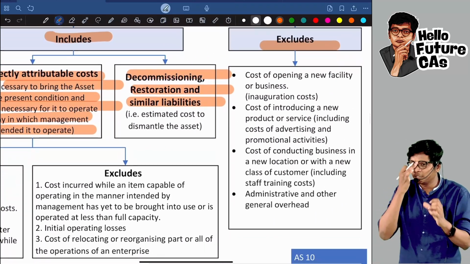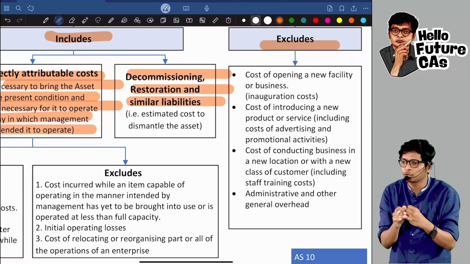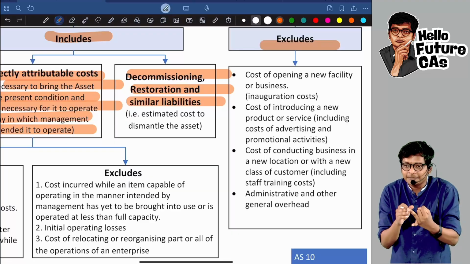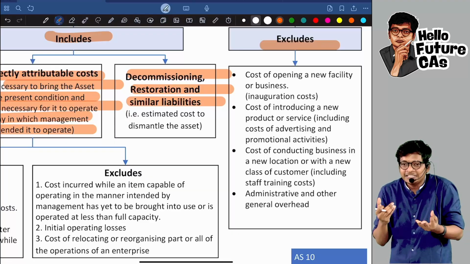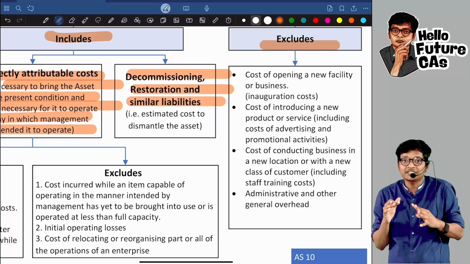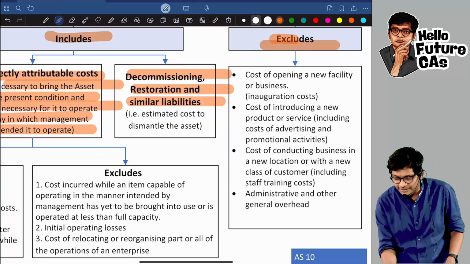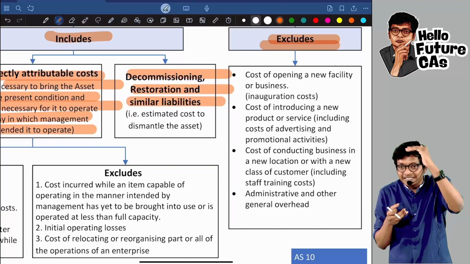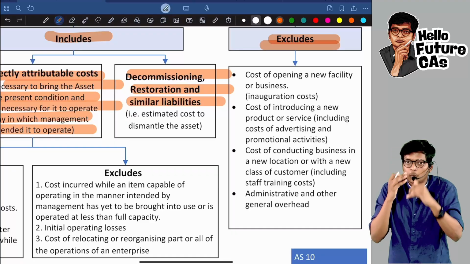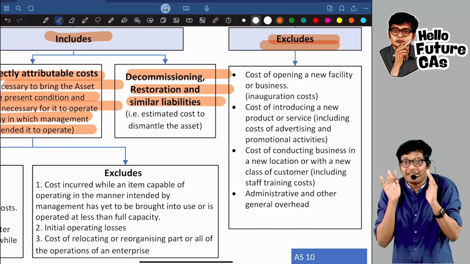Exclusions, I will simply tell you. Can I say marketing cost is included? No. Can I say promotion expense is included? No. Opening new facilities, capitalization or no? Training of staff, is it PPE, guys? No. So don't mug up all these exclusions, guys. They will just give a list of things in exam. You should know what is included and what is excluded. Be aware of that list.